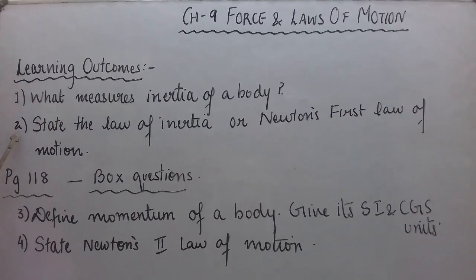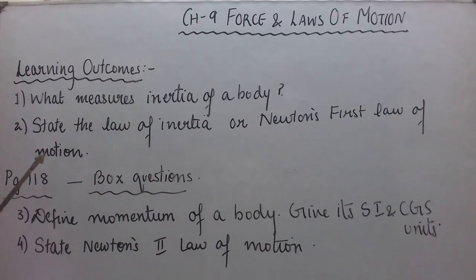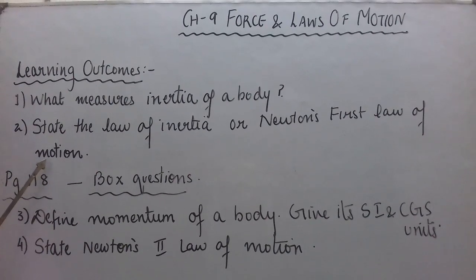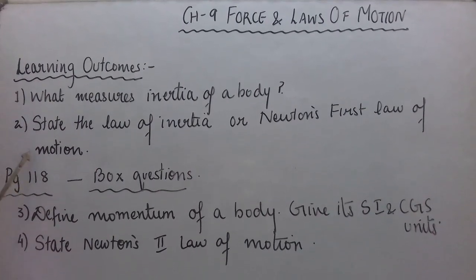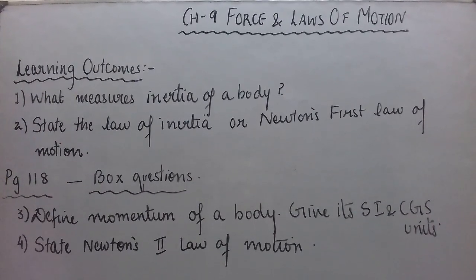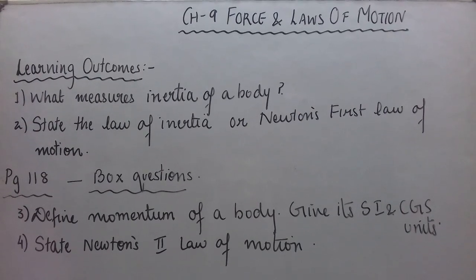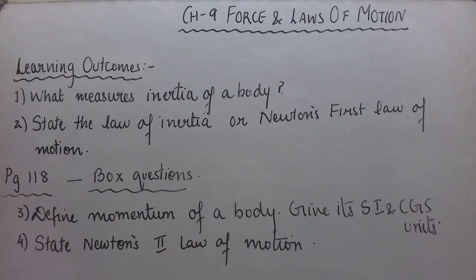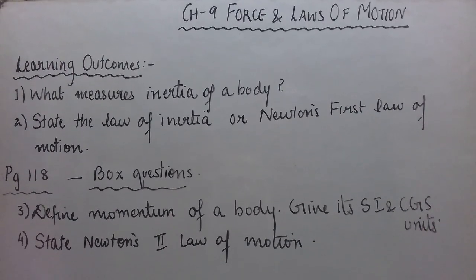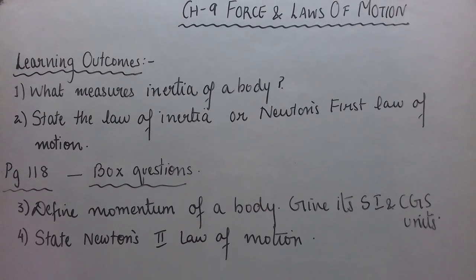Okay. Now let us see the second learning outcome. State the law of inertia or Newton's first law of motion. Now we have studied in the previous lecture, Galileo has proved that if a body is at rest, it remains at rest. If a body is in uniform motion along a straight line, it will maintain the same state of motion along a straight line if no external force is applied on it. And to be more specific, we have to mention if no external unbalanced force is applied on it, because we know that balanced force can only change the shape and size. It cannot change the velocity of a body.